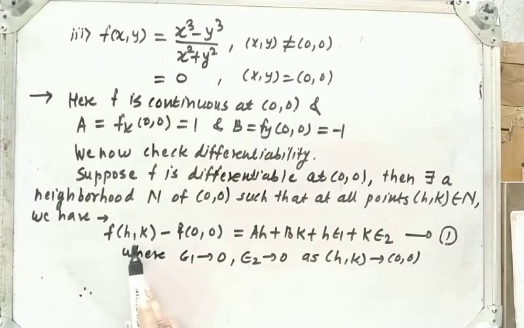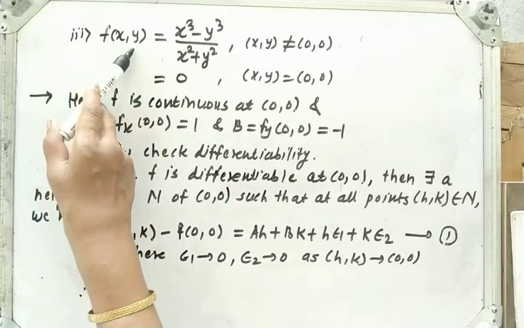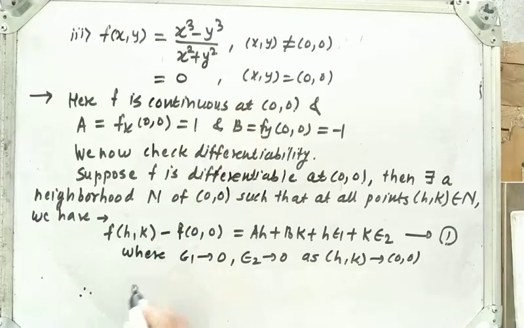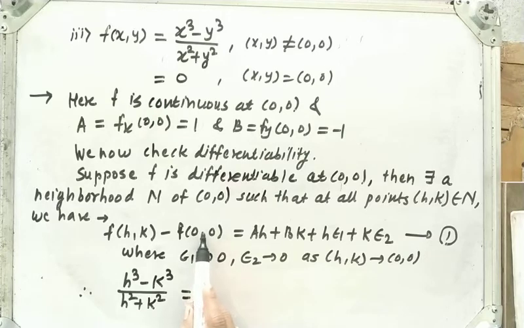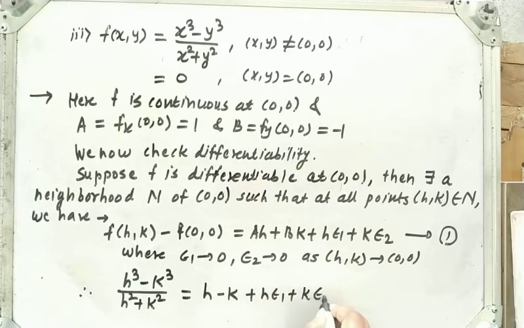Therefore, now let us put the value of f of h, k. What will be f of h, k? f of xy is given. So f of h, k will be what? Replace x by h, y by k. h cube minus k cube upon h square plus k square is equal to, because f of 0, 0 is 0, what is our a? a is 1. So 1 into h, b is minus 1. So minus 1 into k, that is minus k, plus h epsilon 1 plus k epsilon 2.